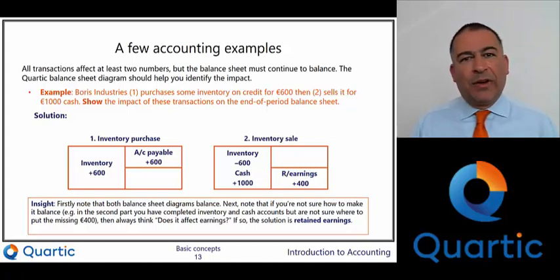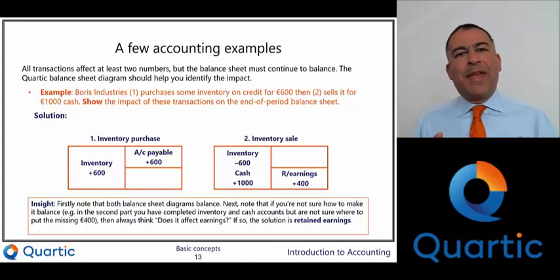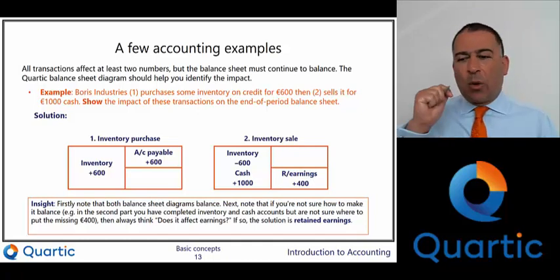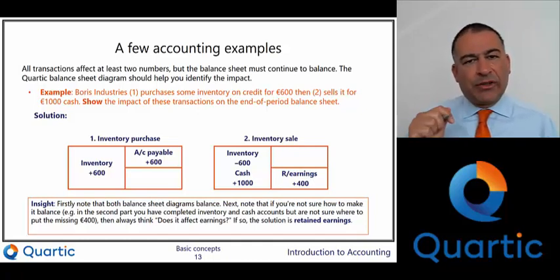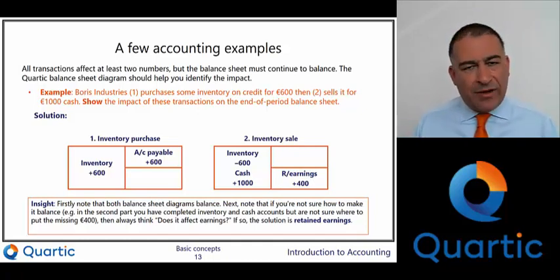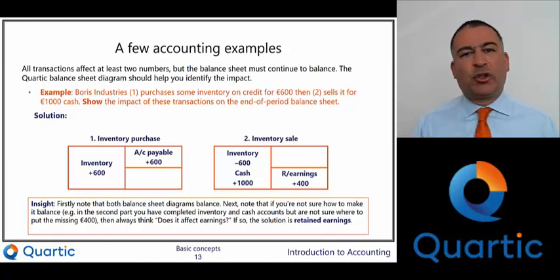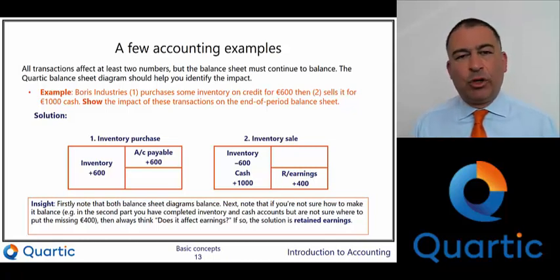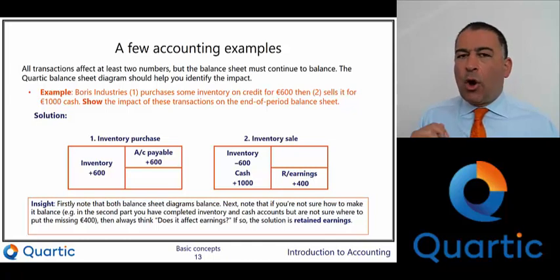In a later, more advanced course, we may go into a bit more detail on what the true accounting entries are, but that's not the purpose of this course. Now, what we've done, we've bought some inventory. The result of that is we have more inventory, which is an asset, and that's shown by assets going up by 600 euros. We bought it on credit.